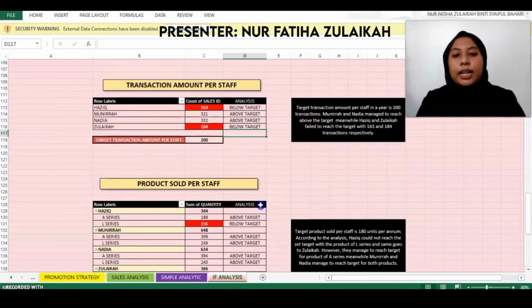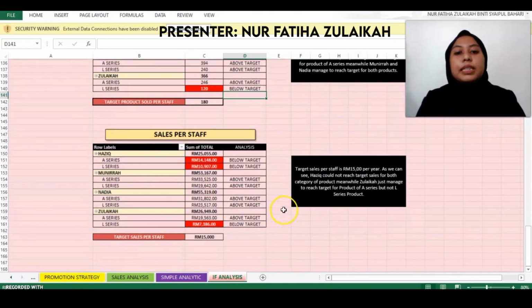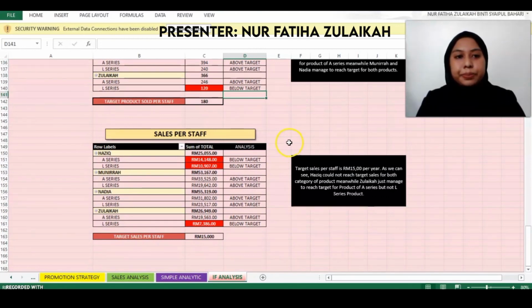So we move to the next target: the target for products sold per staff. The target products sold per staff is 118 units per annum. According to the analysis, Haziq could not reach the set target with the product of L series, and the same goes for Zulaika. However, they managed to reach target for product A series, while Munira and Nadia managed to reach target for both products.